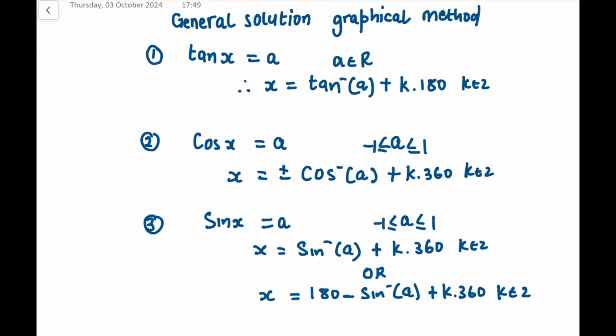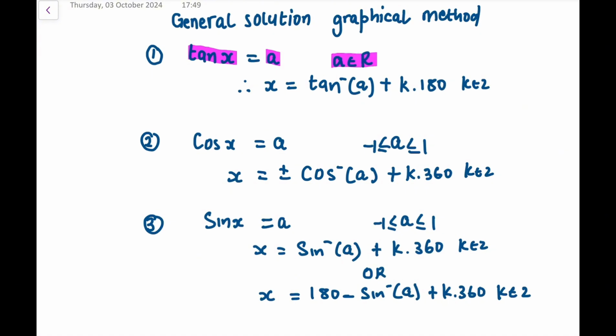So we have three solutions. We have solution for tangent, we have solution for cosine, we also have solution for sine. Let me start with the tangent. So if you have tan x is equal to a, so with tan, a can be any number. A is an element of all real numbers.